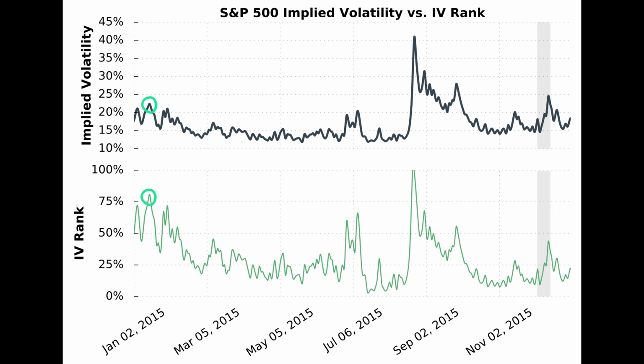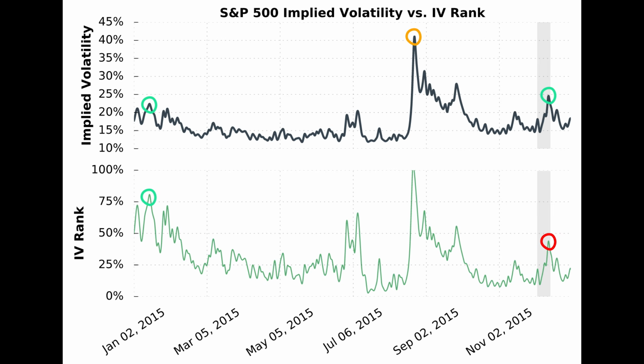However, later on in the year, implied volatility spiked to 40%. In the shaded region on the very right of the graph, you'll notice that the implied volatility rose to 25%, but IV rank was less than 50%. When IV falls after a massive surge in implied volatility, IV rank readings will be low, even when implied volatility of that stock is still relatively high.